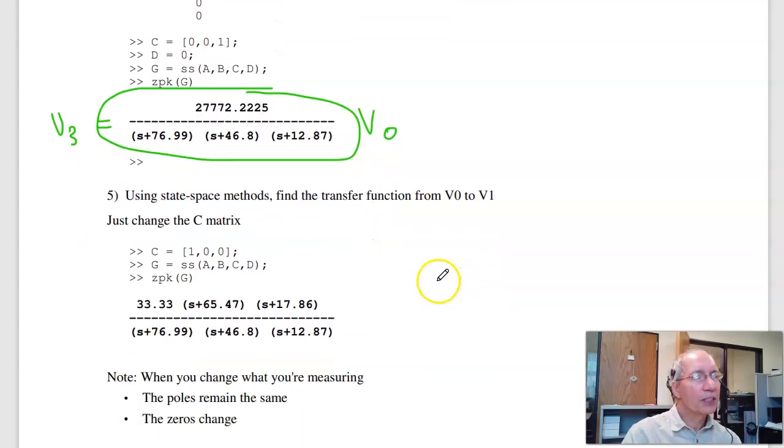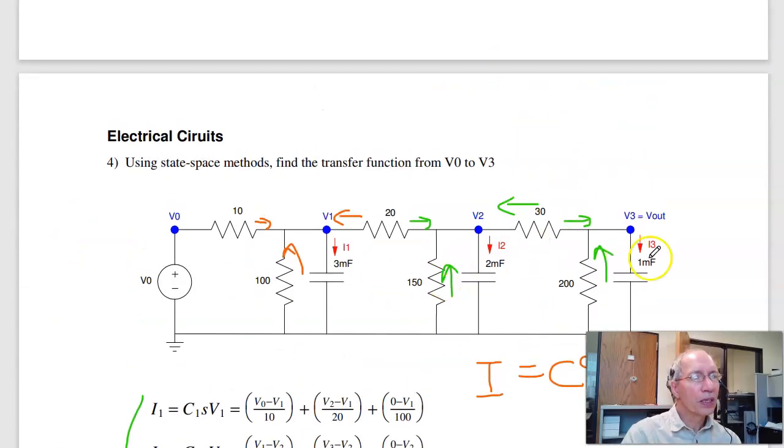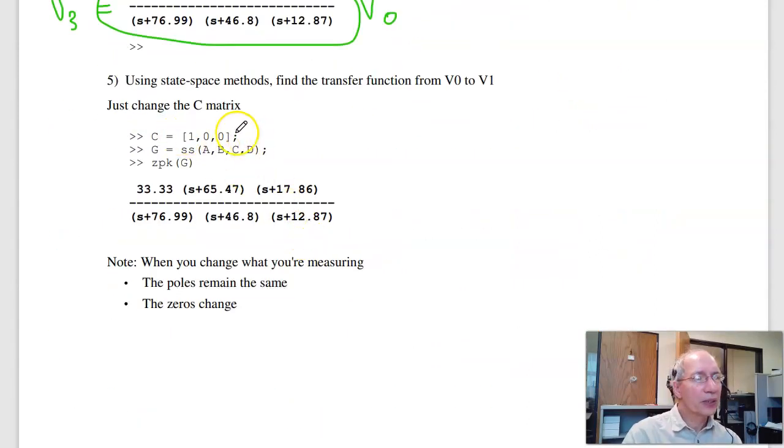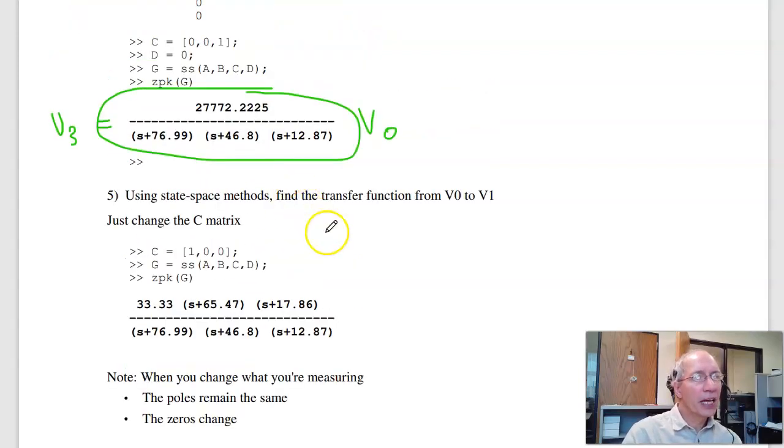Problem 5 says if I change my output, instead of measuring V3, I measure V1. All that changes is the C matrix. I'm now looking at V1. Now find the transfer function, and note, the denominator polynomials are the same. The denominator determines how the energy decays. Changing what you're measuring doesn't change the energy in the system. The numerator does change. What the numerator tells you is how these energy states combine to give you the output.